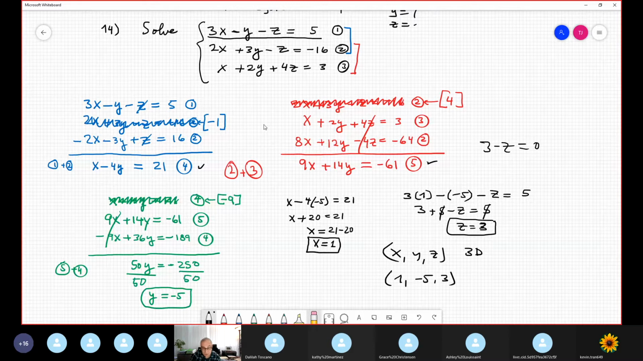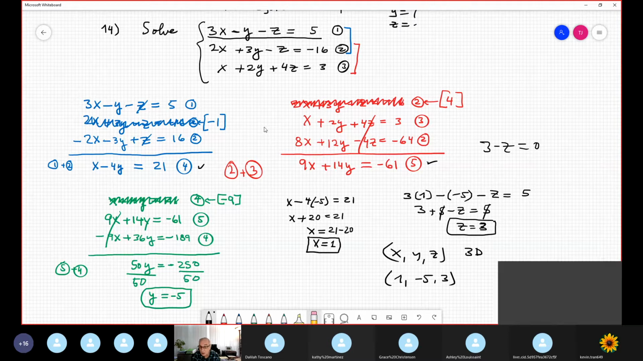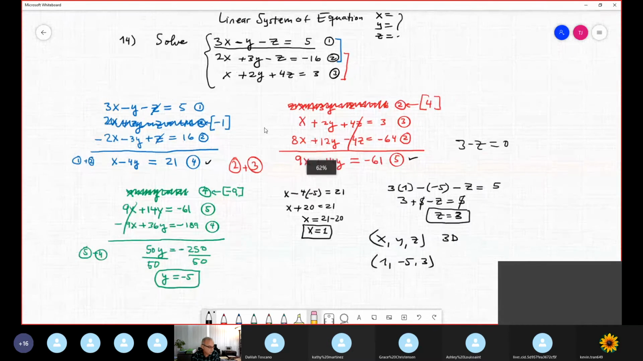Well, fortunately for you, in the test I don't put any question about this. But in college algebra, it's important that you see it at least one time in your life. Well, you see it in high school, maybe, no? Because some students don't like the system of equations.